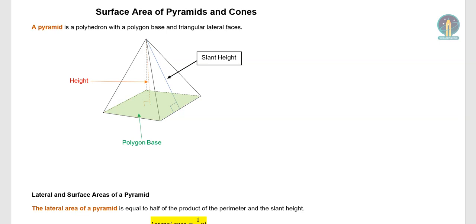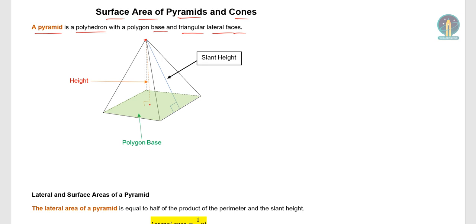In this concept, we're going to talk about the surface area of pyramids and cones. So a pyramid is a polyhedron with a polygon base and triangular lateral faces. So again, we have the polygonal base, and then we have the height, which is the drop from the vertex to the center of the base.